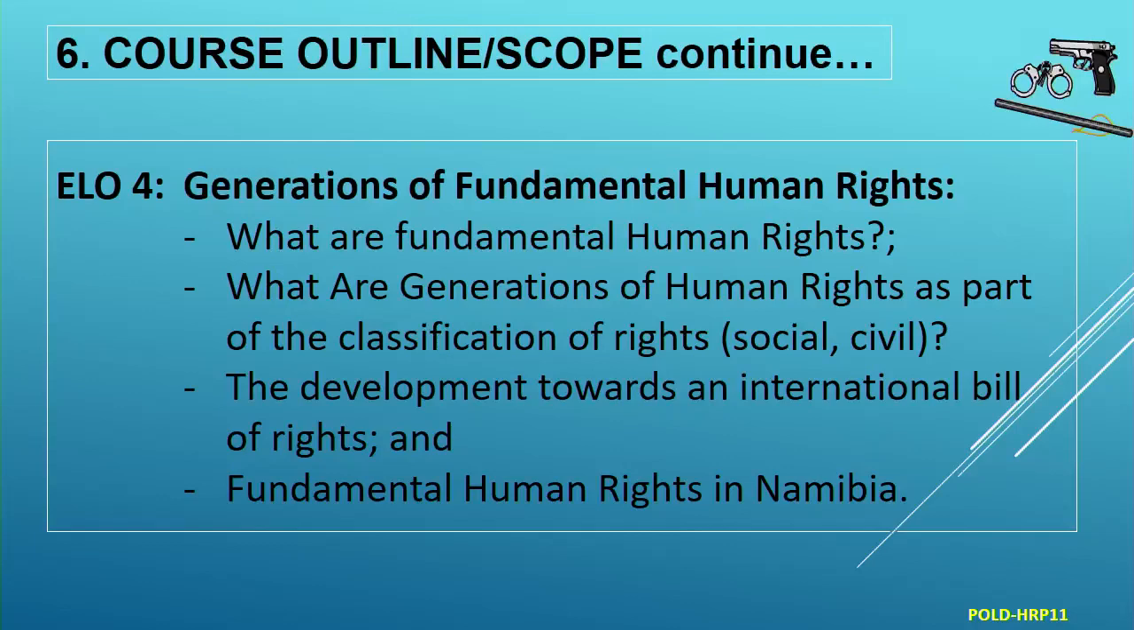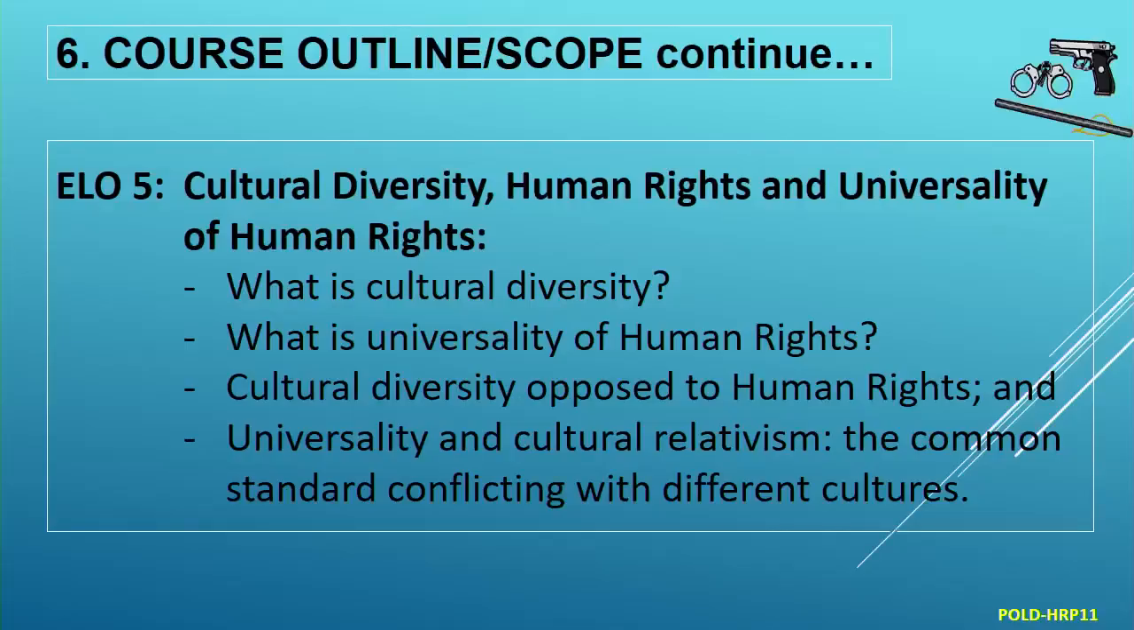Number 4, generations of fundamental human rights. What are fundamental human rights? You should know what generations of human rights are as part of the classification of rights, which refers to social and civil, the development towards an international bill of rights, fundamental human rights in Namibia. Number 5, cultural diversity, human rights and universality of human rights. What is cultural diversity? You should know the difference or what it entails. What is the universality of human rights? Cultural diversity opposed to human rights, universal and cultural relativism, the common and standard conflicting with different cultures.